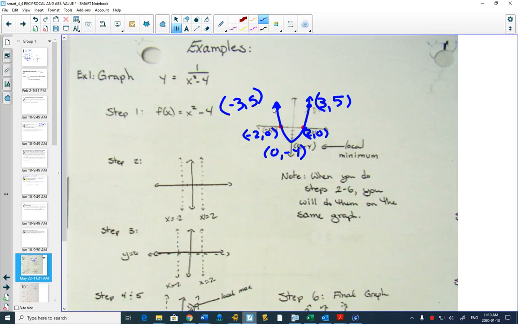Now, once you've got your original graph, unlike square root graphs where it made sense to draw it on the same one, for reciprocal graphs, it makes sense to draw it beside. And if we want to simplify our 6 steps down to 3, okay?